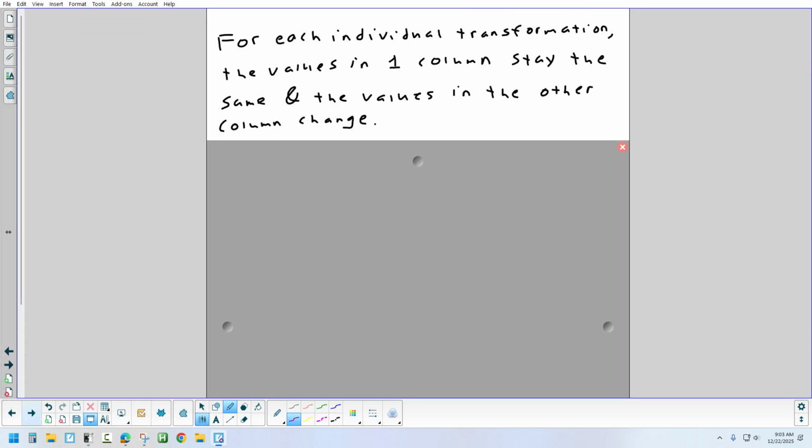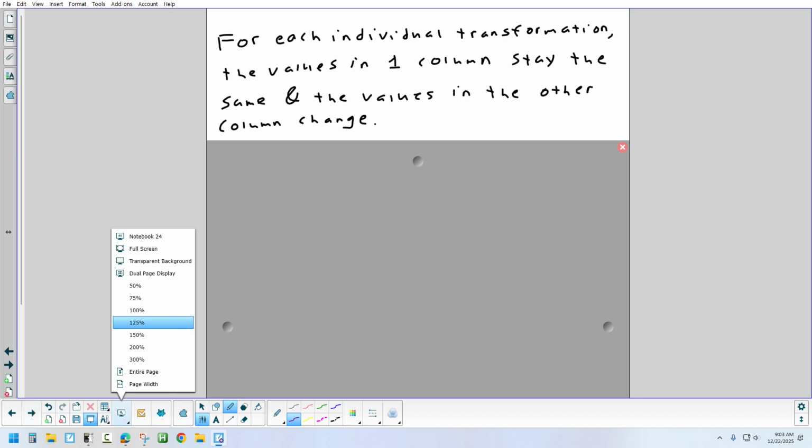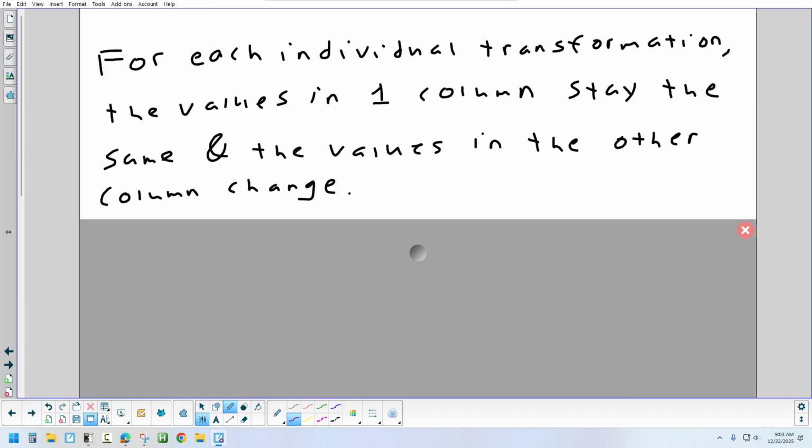So this is something that you guys already know because we've done a lot of transformations. But when you do one transformation at a time, it only affects one value. So if you shift up and down, well, it doesn't do anything to the x's. Shifting up and down would only affect the y's. Okay? If you stretch left and right, then that would affect the x's. It wouldn't affect the y's.